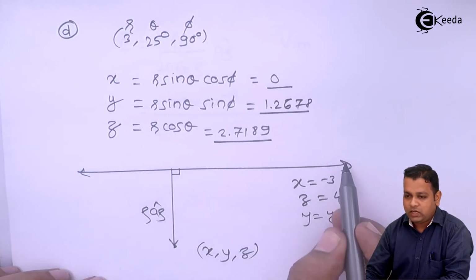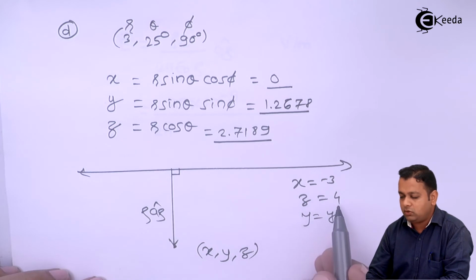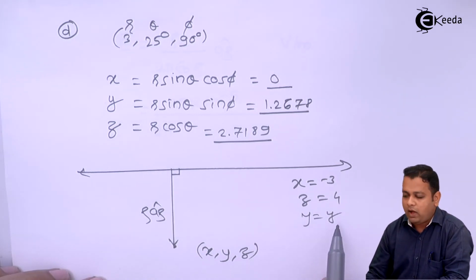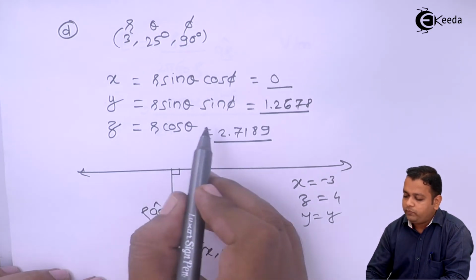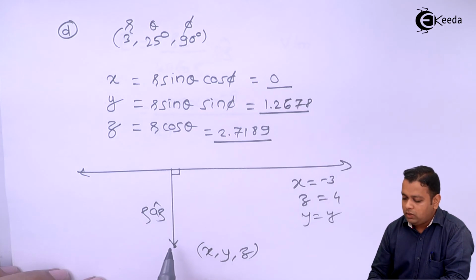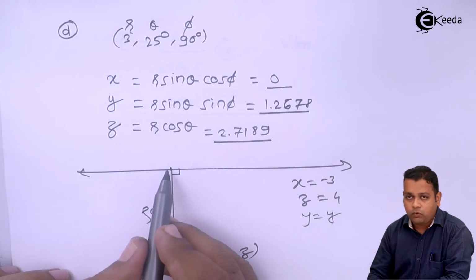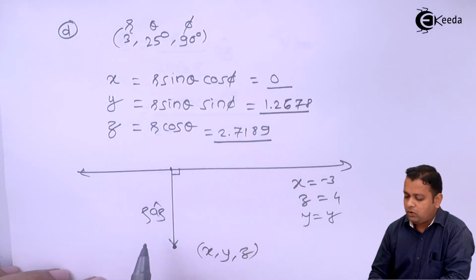This is our line charge. On this line charge, we have x is equal to minus 3, z is equal to 4, that was already defined. And y, we take y. So y will be 1.2678, where the perpendicular from the field point will be dropped and intersect the line charge. From that point of intersection, we can have rho arrow cap directed outwards.